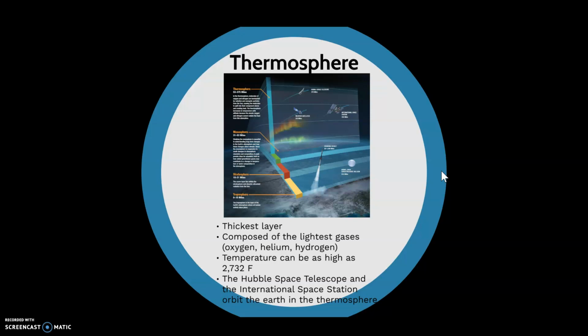All right, the thermosphere. This is actually the thickest layer. If you see in our graphic here, we have all these different layers, and you can see how thick it is. Here we got the troposphere, 0 to 10 miles. The stratosphere is 10 to 31. The meso is 31 to 53. And then the thermosphere is 53 to 375 miles. So it's very, very thick. It's composed of the lightest gases, mainly oxygen, helium, and hydrogen. The temperature can be really high, as much as 2,732 Fahrenheit, so very hot.